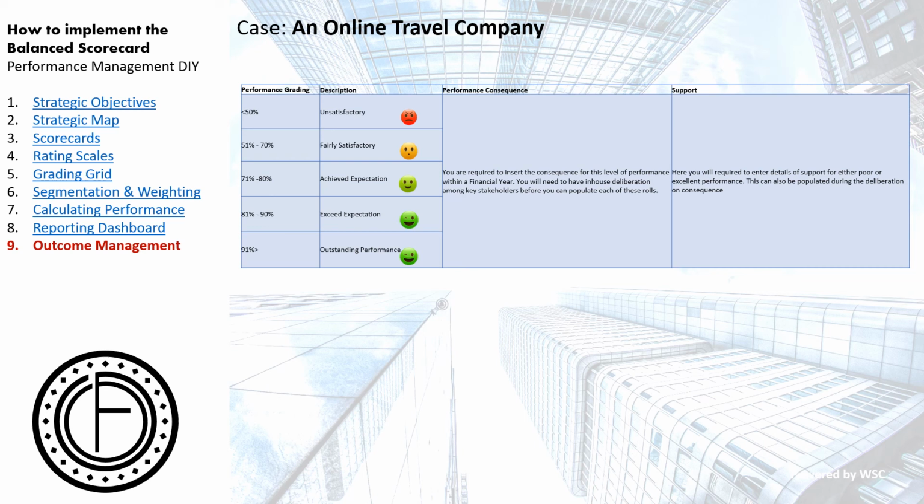Below 50%, unsatisfactory. What is the performance consequence for such performance? What kind of support will be given to that individual if there is need for support? As the case may be, 51% to 70%, fairly satisfactory performance. What is going to be the performance consequence? So you are required to insert the consequence for the level of performance within a financial year in a grid like this. It helps to plot and to reward individuals within your organization. So you need to be very, very creative around this. You don't want to lose your high flyers, and at the same time, you don't want to continue to pull laggers with you from one financial year into another financial year.